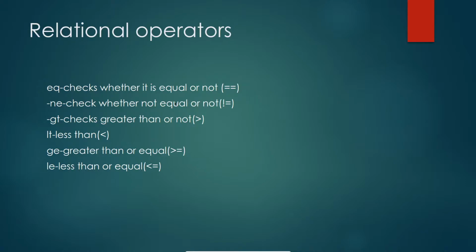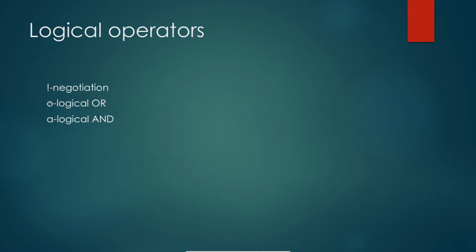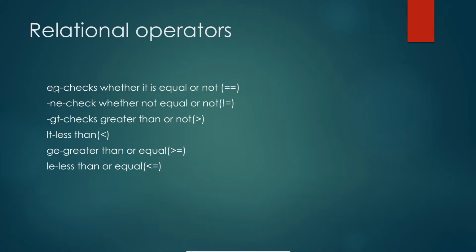In C language we directly use the symbols while programming, whereas in shell scripting you need to use these small sets of letters, or words, whatever you may call them, in order to perform relational operations. For logical operations we also have some letters: O for logical or, A for logical and, and exclamation mark for negation, the not operation. This is how relational operations are done in shell scripting.